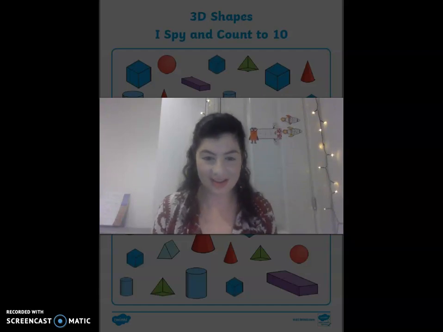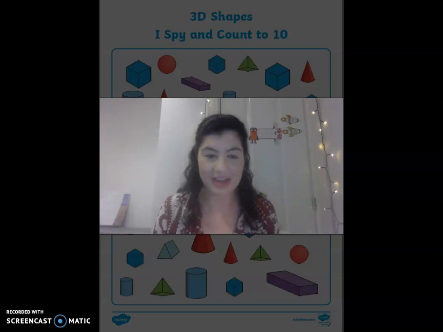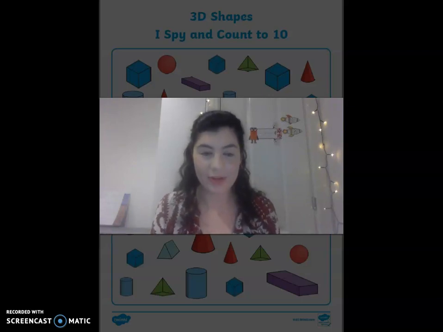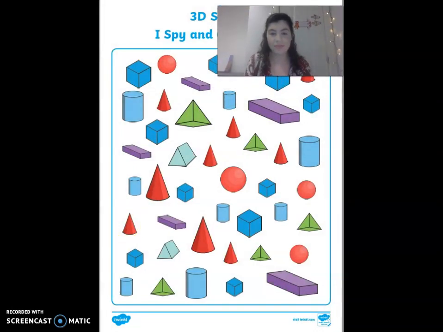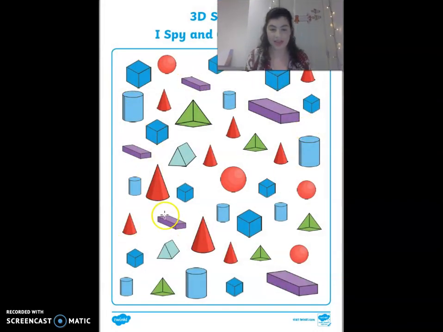I'm just going to show you what I'd like you to do for your activity today. And it's all to do with spotting the shapes that we've just learnt. So on our website, I have put an I Spy game. If you have a look here, we've got lots of different 3D shapes. You'll see there are some shapes that we haven't talked about yet today, and that's because we're going to talk about them tomorrow. So we've got the cone, the pyramid, and the triangular prism. But we're not going to talk about those today. We're going to talk about those tomorrow, but you can still count them.